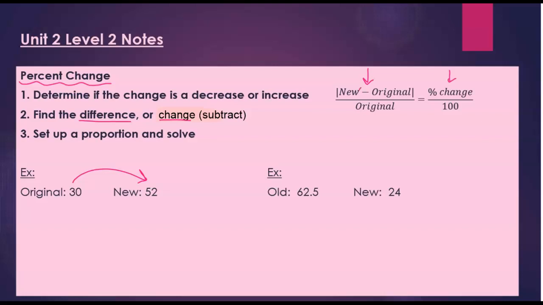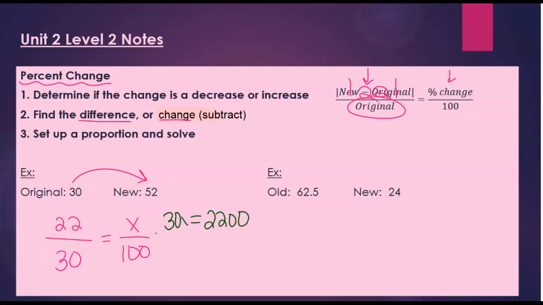So this amount is 22, and the absolute value means just make it positive so we don't get a negative percent. So we have 22 then out of my original, which is 30, is what percent out of 100? So we can do 22 divided by 30 times 100 to each side, or we can just cross multiply. All right, so 22 times 100 is 2200, and that's equal to 30 times x.